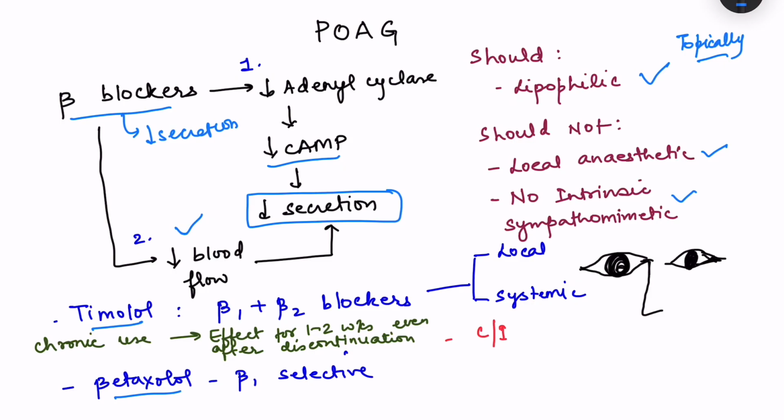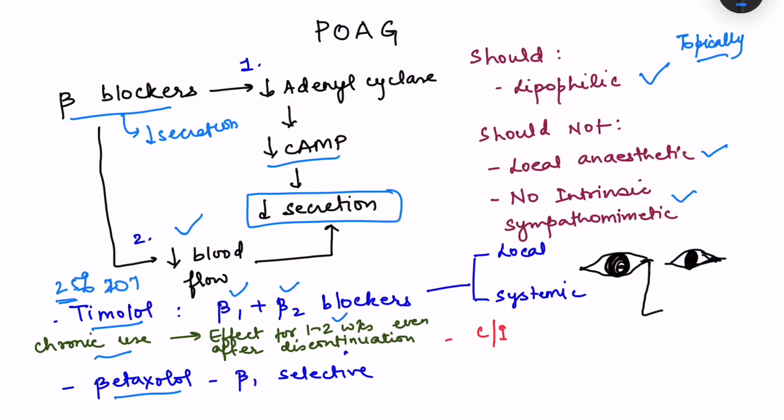Timolol is a non-selective beta blocker, so it will block beta 1 as well as beta 2 receptors. Now, certain advantages and disadvantages are there for timolol. One, it is a very effective drug. It can cause up to 25% reduction in intraocular tension. Second, if used chronically, then even after discontinuation, the effect lasts for 1 to 2 weeks. So if the person forgets to take the eye drops 1 or 2 times, that does not affect the efficacy of the drug. It is still able to act.